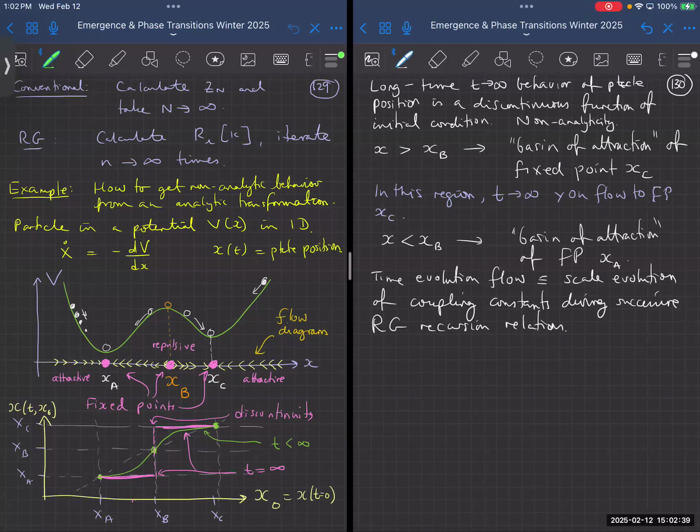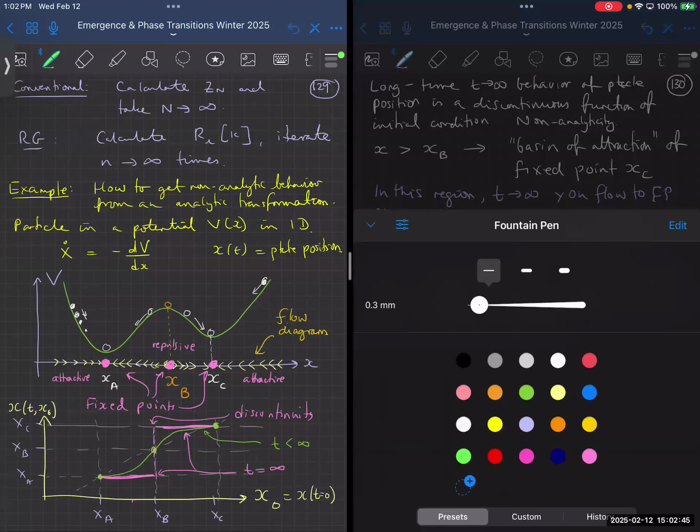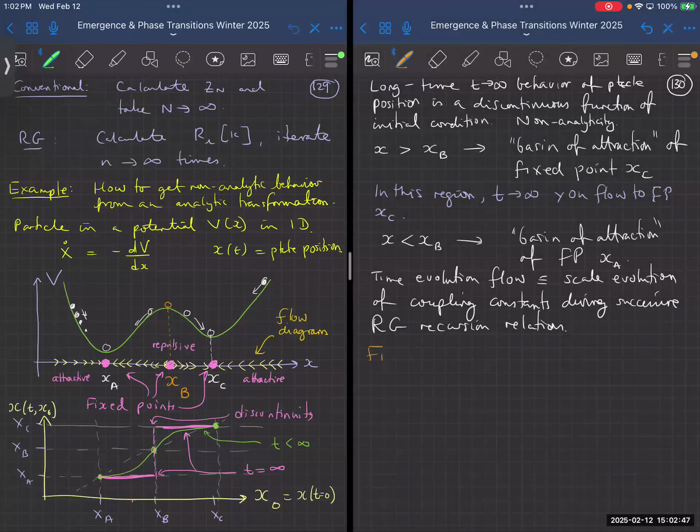Okay, so what is the important aspect of this? So now I want to talk about fixed points. I want to talk about them in a little bit more detail because I want to look at the dynamics near the fixed point. Do you have a question? Yeah, a question. Yeah, go ahead. So here the coupling constant, is it just the force? It's the position. It's a position.